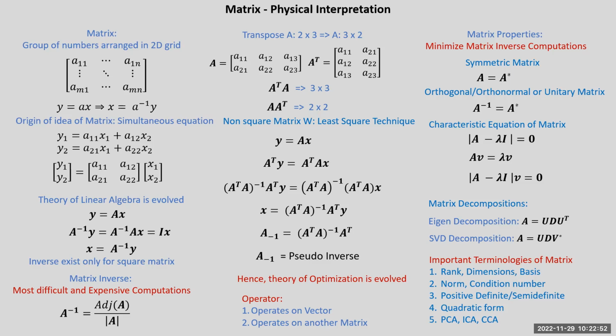Now what are the various other important properties one should learn to gain expertise in linear algebra and then apply in real life scenarios or applications? They are rank, dimensions, basis of matrices, norm of a matrix, condition number of a matrix, positive definite and semi-definite properties of matrices, quadratic form of a matrix, which is used in optimization theory, principal component analysis, independent component analysis, and canonical component analysis, which are used a lot in image processing, a specialized branch of signal processing.